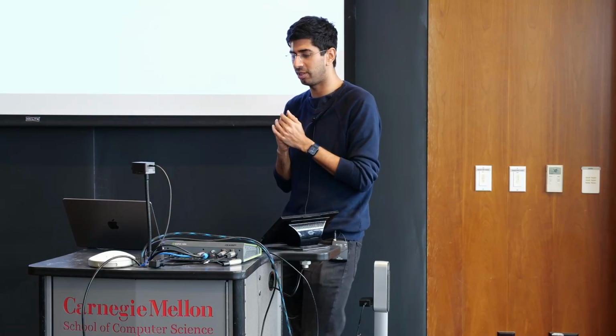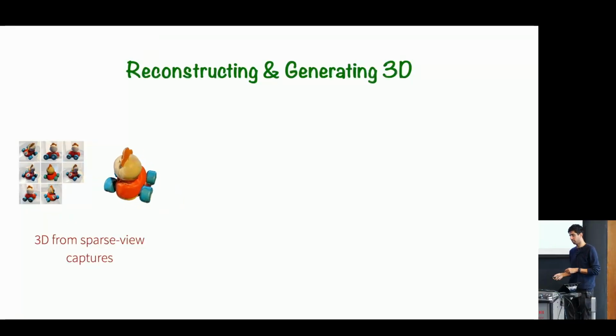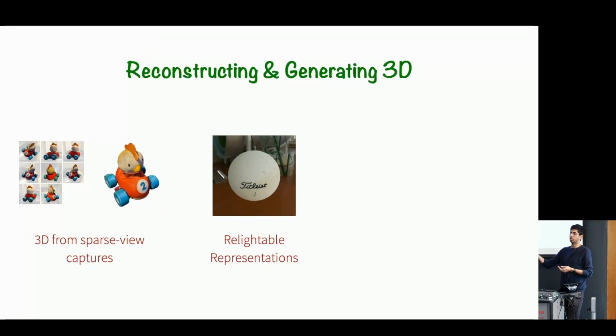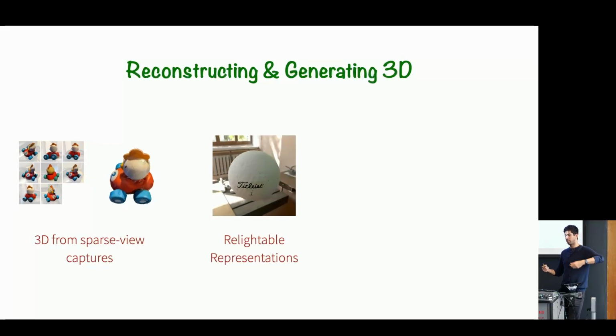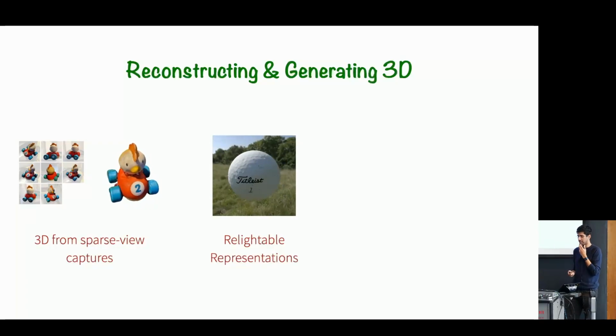So focusing on reconstructing and generating 3D, I want to give you a brief glimpse of some of the research ongoing in our group, where we try to capture 3D representations from just a handful of images. So imagine just an eBay product listing of some object, and given just a small number of images, we want detailed and accurate 3D representations. We want these representations to be relightable. We want to be able to view them in arbitrary new environments and have them appear realistic.